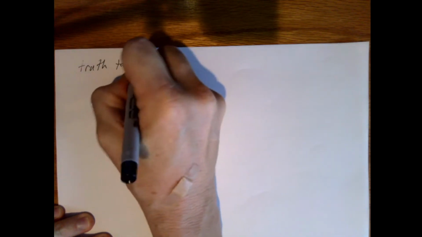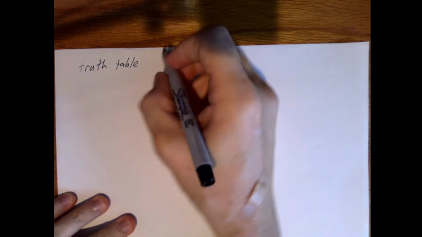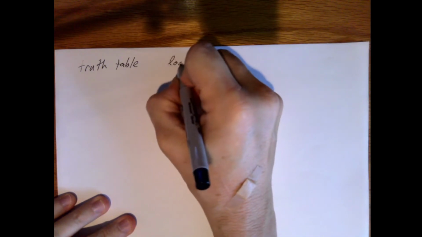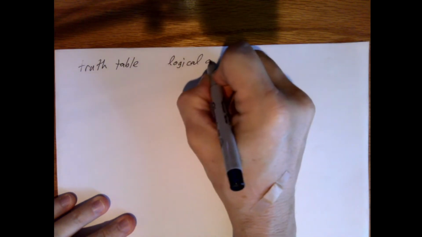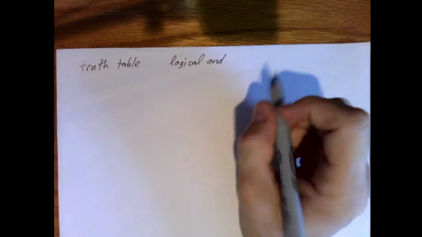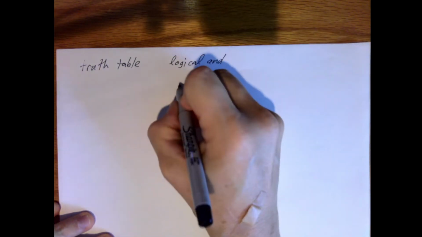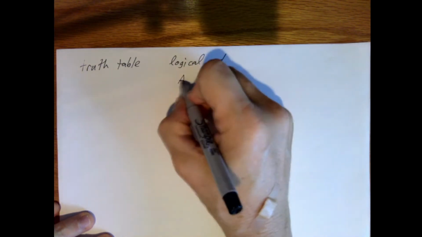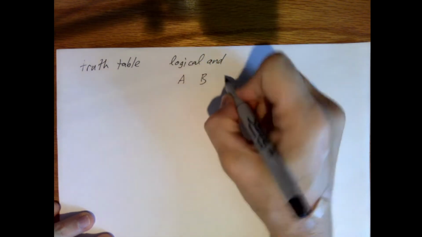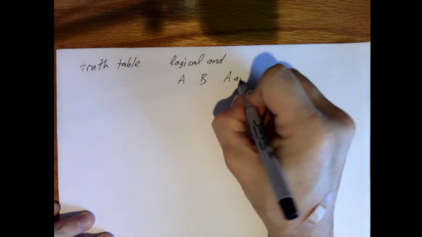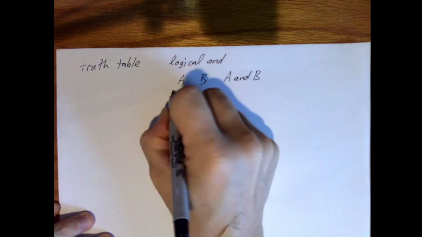In some earlier videos, we talked about the idea of a truth table. And so let's say we want to see the truth table for what's called a logical AND, which you see in programming, you see it in logic and that type of thing. So it might give you something like this. We'll say, okay, we have A, we have B, and then we have A and B.